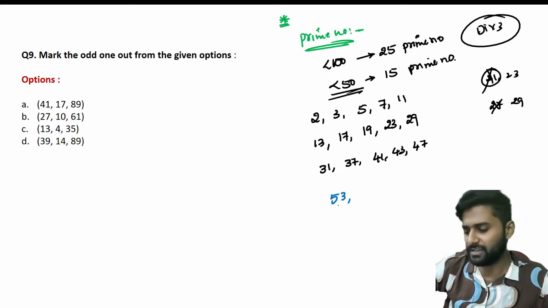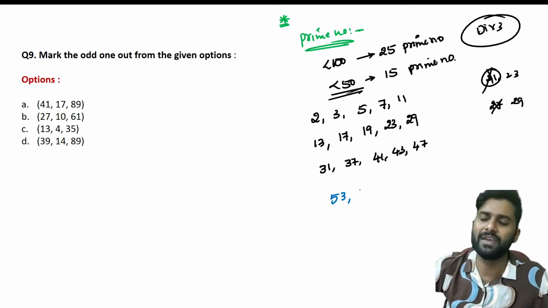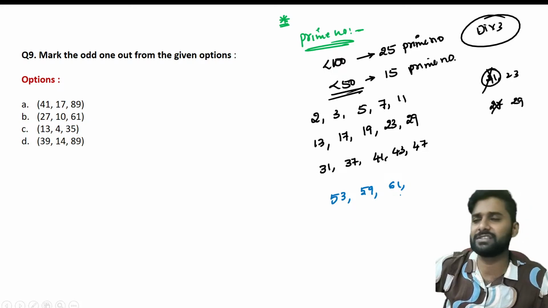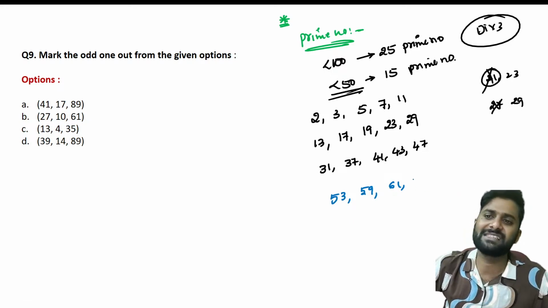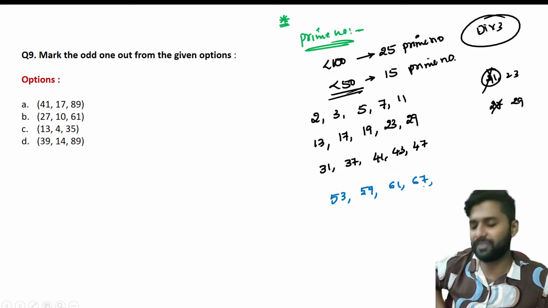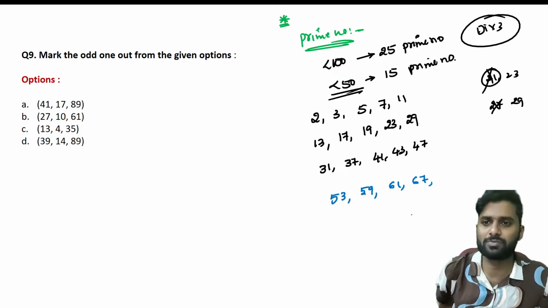Definitely 53. 51 is divisible by 3 itself. 57 or 59? 5 plus 7 is 12, so 57 is divisible by 3. That's why 59 is a prime number. 61 or 63? 63 is divisible by 3, so 61. 67 or 69? 67 is a prime number. Why? Because 69's digit sum is divisible by 3.